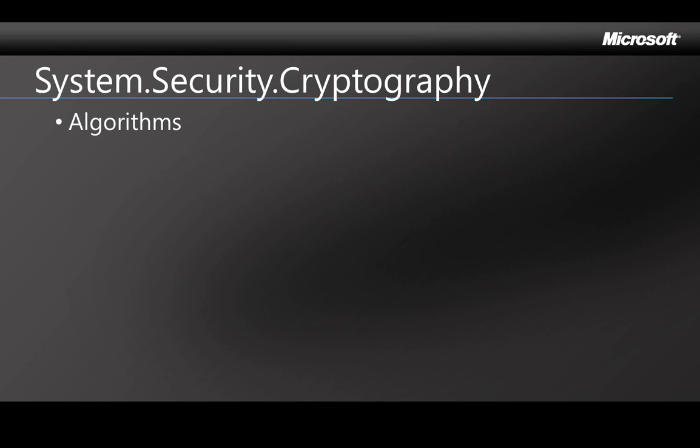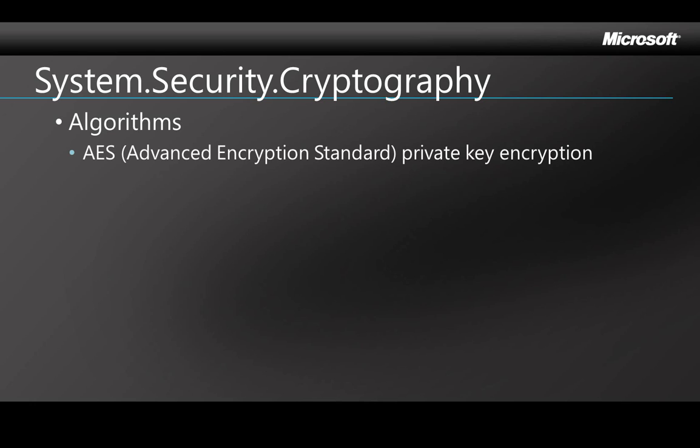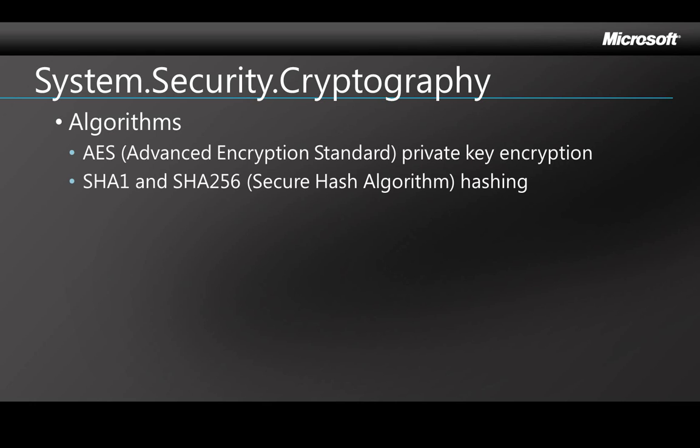Cryptography on Windows Phone 7 supports these algorithms. AES, that's Advanced Encryption Standard, it's private key encryption, and that allows you to encrypt or decrypt data. It's a two-way process, so you can get the original data back from the encrypted version.